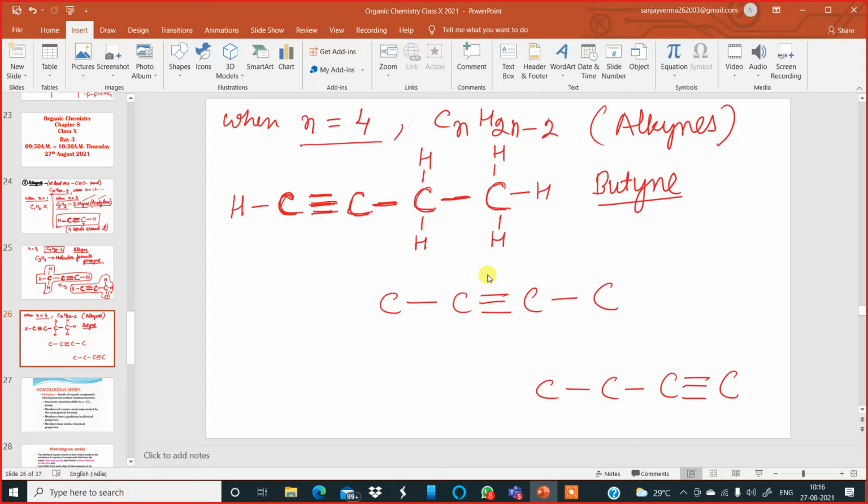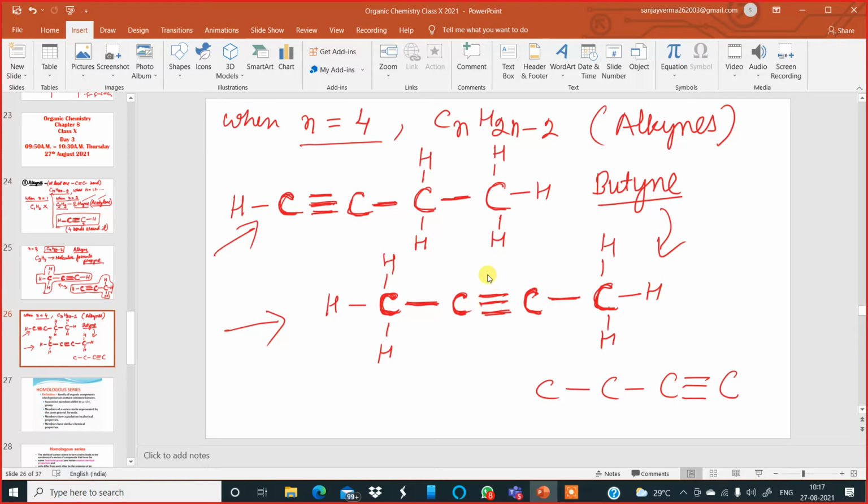Now, after that, look at the second example over here. This carbon has only one bond, so I have to give it 3 hydrogens. This carbon already has 1, 2, 3, 4 bonds, so no need to give any hydrogen. This carbon also already has 4 bonds, so no need to give any hydrogen here also. The last carbon has one bond only, so I have to give it 1, 2, and 3 hydrogens. So this is also butyne.